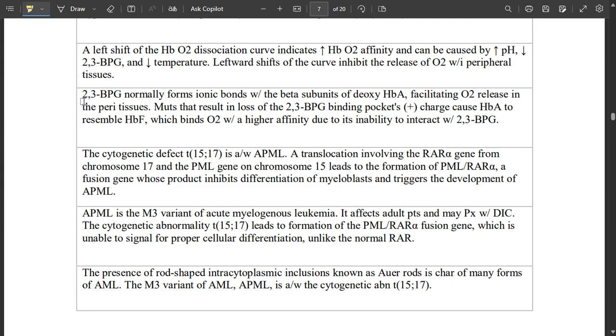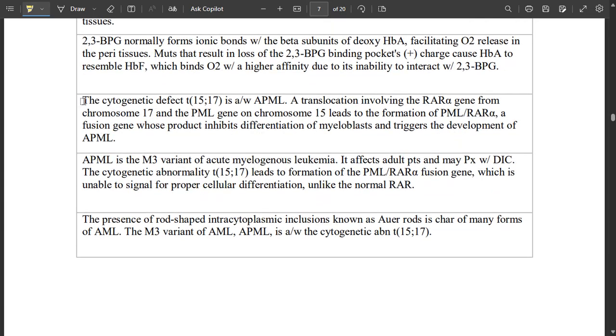A mutation that results in loss of the positively charged 2,3 BPG binding pockets causes HbA to resemble HbF. So if there is a mutation in the 2,3 BPG pockets of HbA, which normally ionically bind 2,3 BPG, it becomes defective and resembles HbF, fetal hemoglobin, which binds oxygen with higher affinity, so it cannot release oxygen in the peripheral tissues.